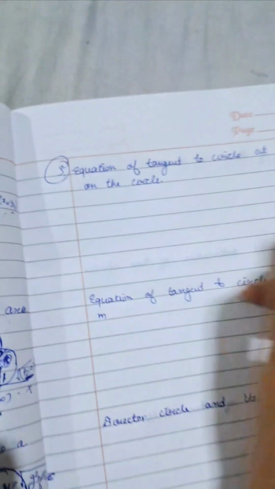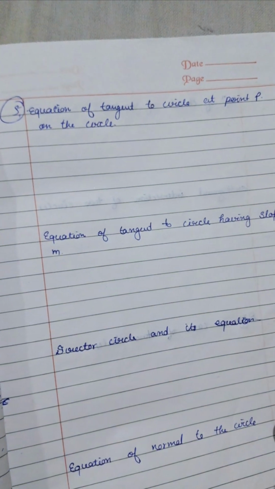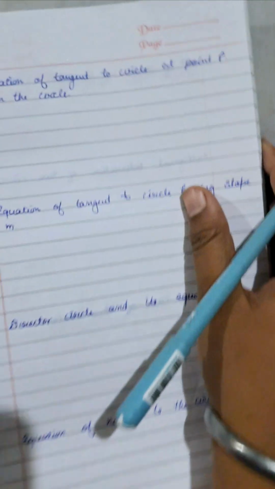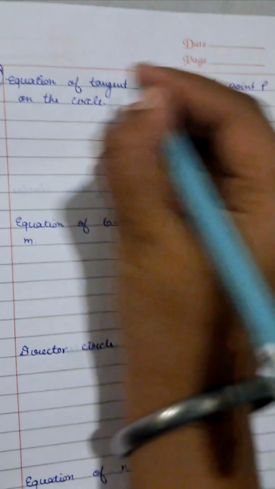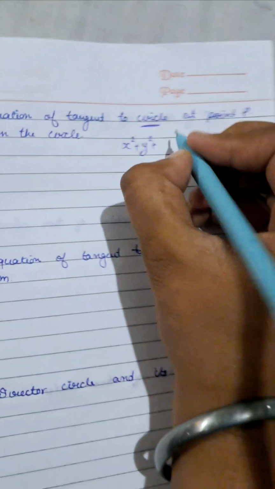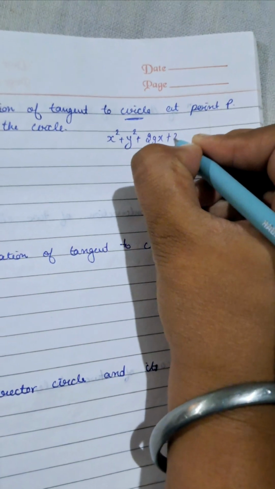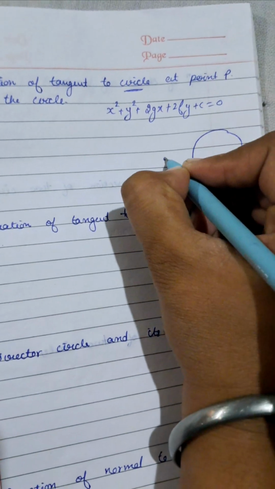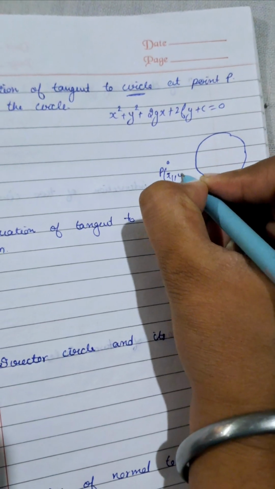Our next topic is equation of tangent to circle at point P on the circle. Now we have to calculate the equation of the tangent. Suppose the circle equation is x square plus y square. This is our circle. Suppose at point P some point is x1 y1.